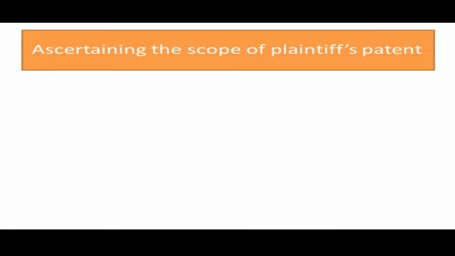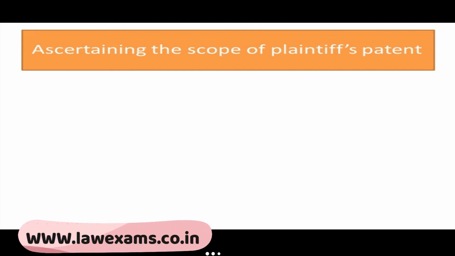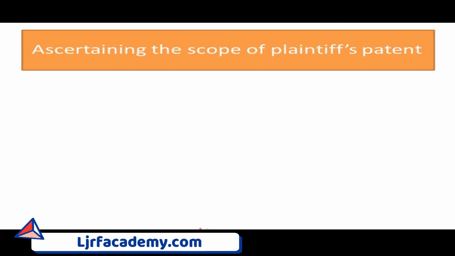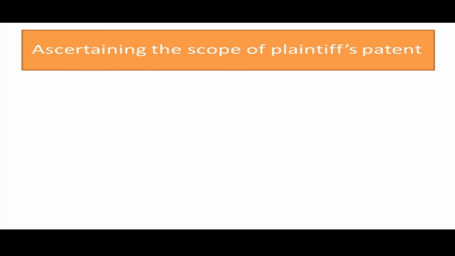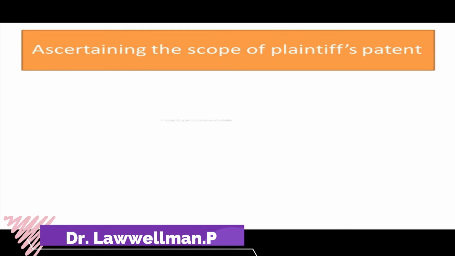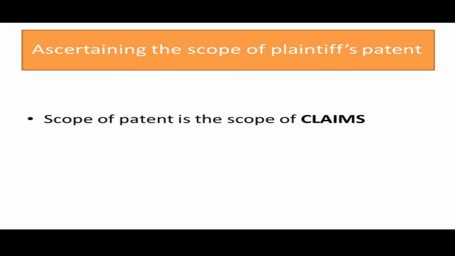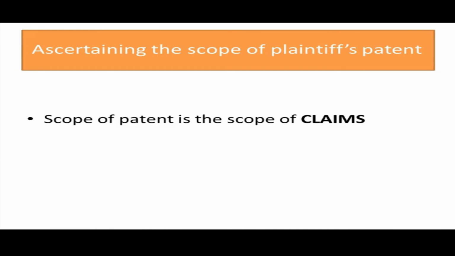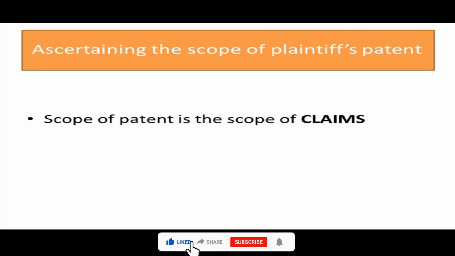Moving further with this, ascertaining the scope of the plaintiff's patent. That's the first step. We should ascertain, or the court should ascertain, or as advocates, as people assisting the court, the advocate will have to assist, to put evidence to the court, or to put across arguments to the court to ascertain the scope of the plaintiff's patent. And it is for our understanding that the scope of patent, the length and breadth and volume of the patent, would be the scope of claims.